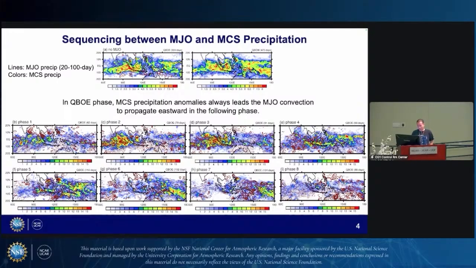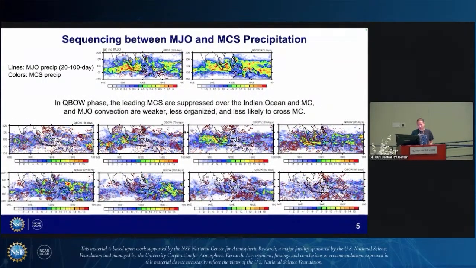How about the QBO west phase? We did the same composite analysis here. And it is very interesting: in phase 1, you get a decent amount of the MJO convection here, but in the suppressed phase, you don't get much MCS precipitation over the maritime continent. As a result, in phase 2, the MJO convection cannot develop very well. Here, in phase 3, you see these stronger MCS precipitation anomalies over the Indian Ocean, and then in phase 4, you get a decent amount of the MJO precipitation again.